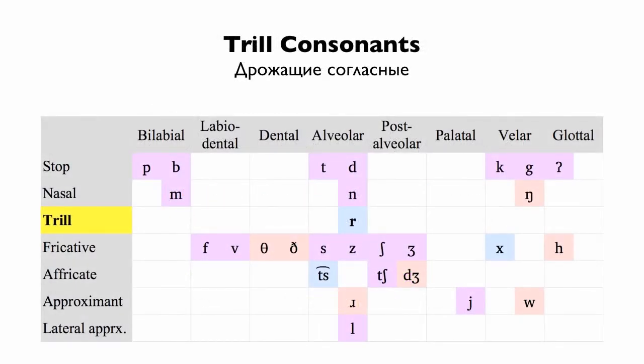Next come the trill consonants. There are no trill consonants in the English language. The only trill consonant that occurs in Russian is the sound r. The trill consonants are produced by creating vibrations in the mouth. For the Russian r, this is done by vibrating the tongue. Other languages create trill consonants by vibrating the lips for the sound b-r, or by vibrating the uvula in the throat.